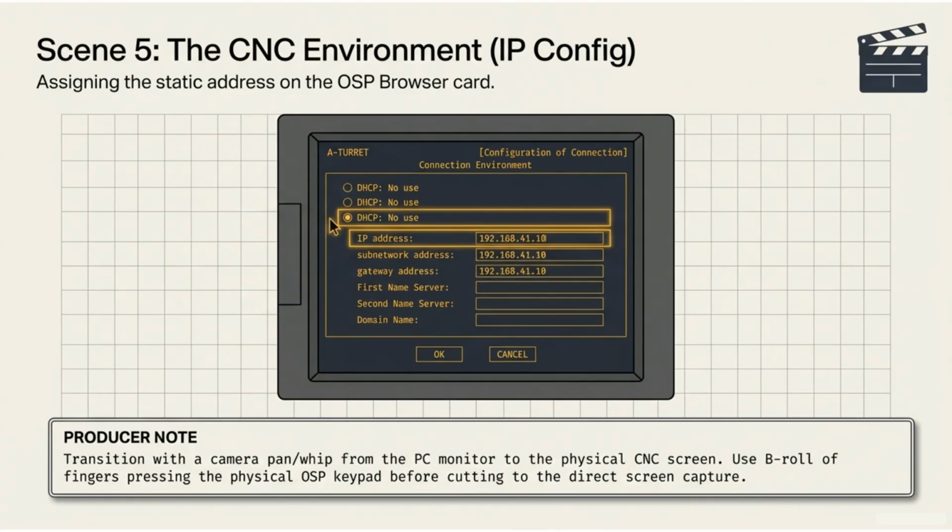Now we move to the CNC environment for IP configuration. On the OSP browser card, navigate to the connection settings and select DHCP No Use. Input the static IP address, subnet mask, and gateway address.